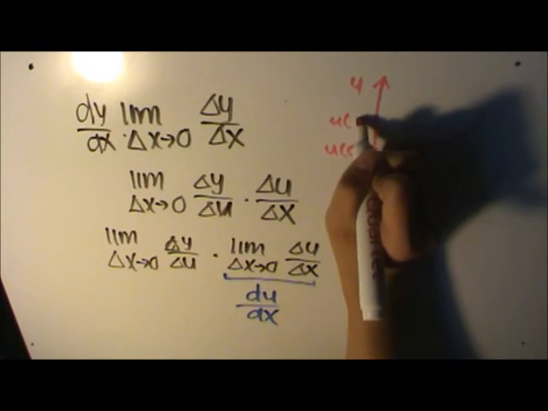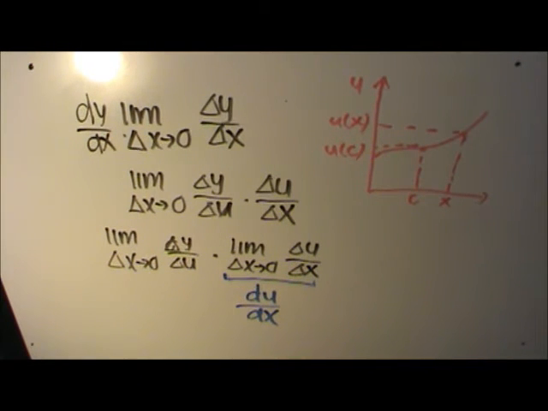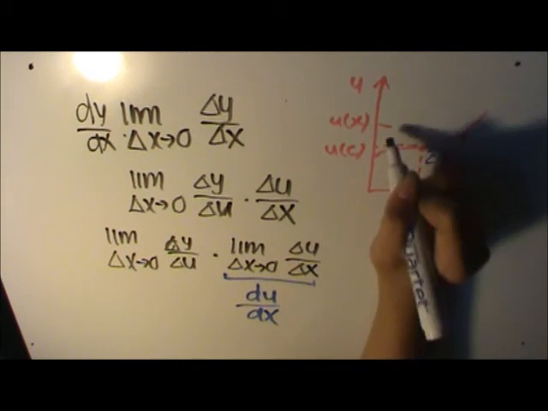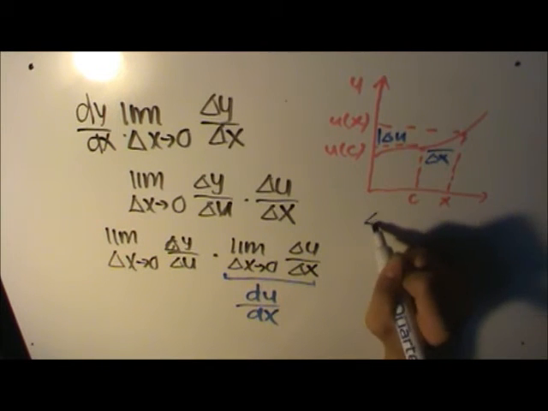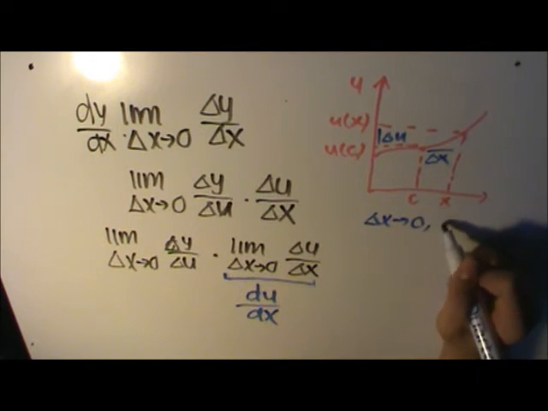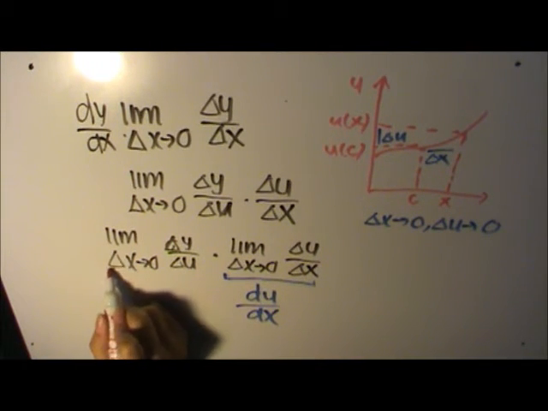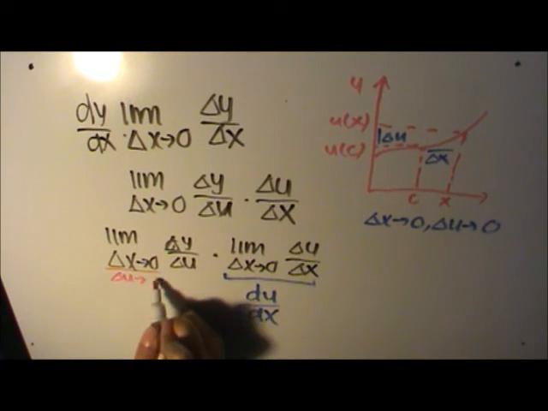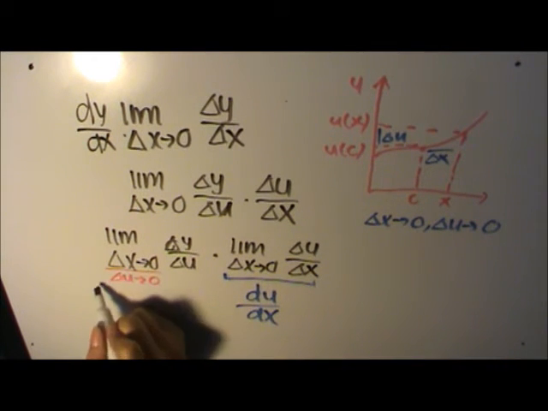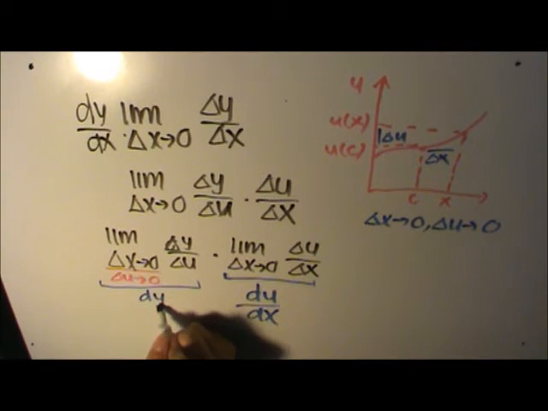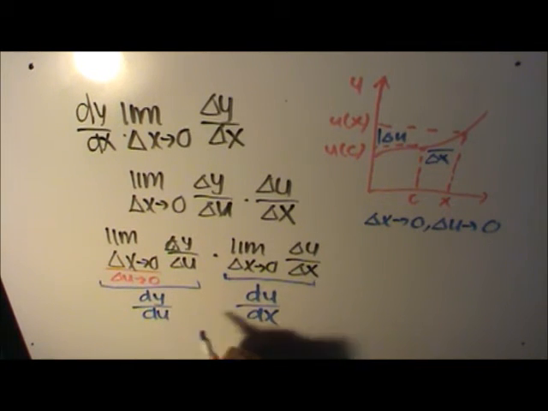You have a graph, your x and c values, and your u of x and u of c. The space between x and c is delta x, the space between the u values is delta u. As you can see, as delta x approaches 0, delta u also approaches 0. So as the x values on the graph grow closer and closer, the u values also grow closer and closer. And so for the limit, we can say as delta x approaches 0, we can also say delta u approaches 0, and you write it as dy over du, and that's how we get the first part of the derivative proof.